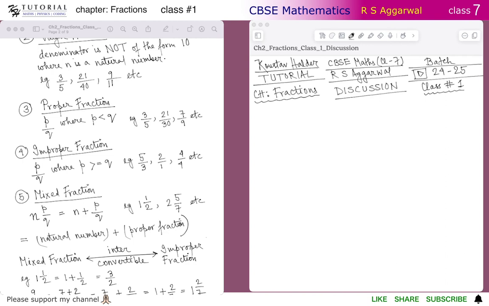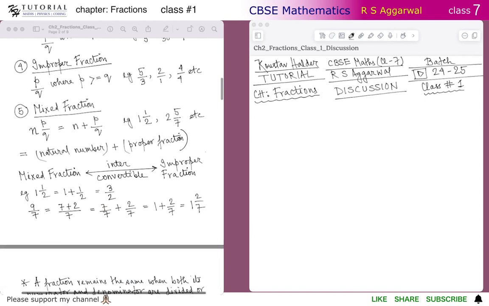Now what is improper fraction? It is the opposite of proper fraction, that is, the numerator will be greater than or equal to the denominator, that is, p will be greater than or equal to q. Examples of improper fractions are 5 by 3, you see the 5 is greater than 3, 2 by 1, 2 is greater than 1, 4 by 4, 4 is equal to 4. So the numerator is greater than or equal to the denominator.